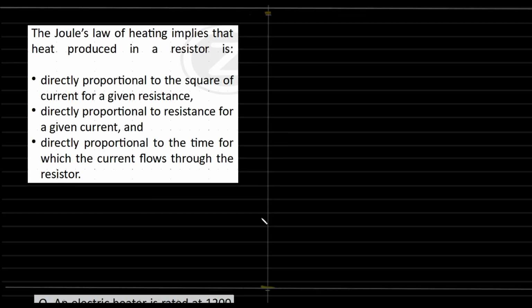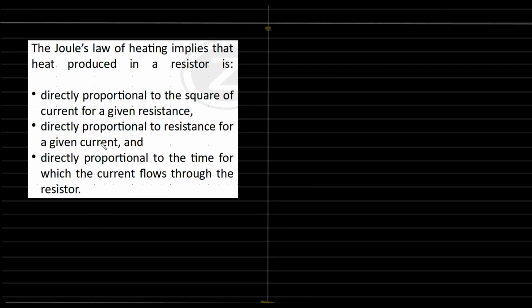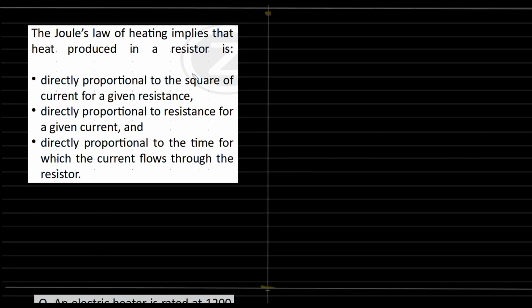If I had to put it across in the form of words, Joule's law of heating implies that heat produced in a resistor is directly proportional to the square of the current for a given resistor, directly proportional to the resistance for a given current, and directly proportional to the time for which the current flows through the resistor. That is, they've used this particular formula to talk about Joule's law of heating, that it's directly proportional to the square of the current, and directly proportional to the resistance and the time that it's switched on.